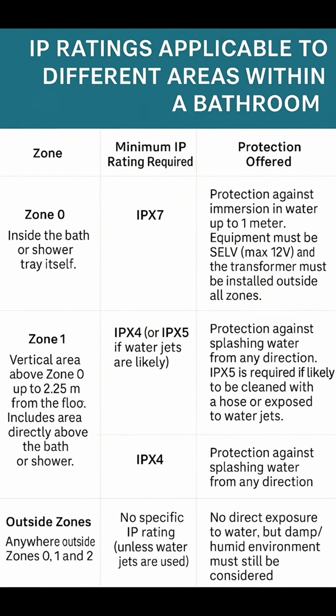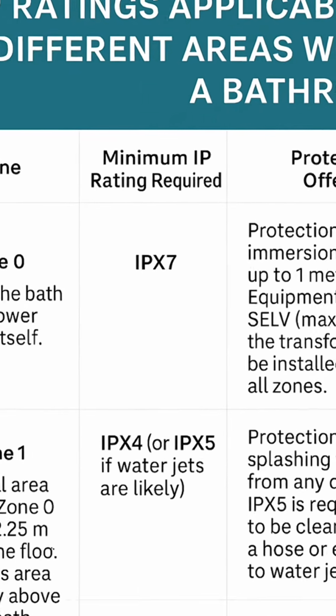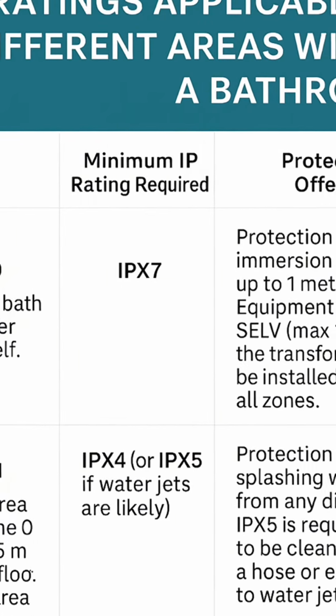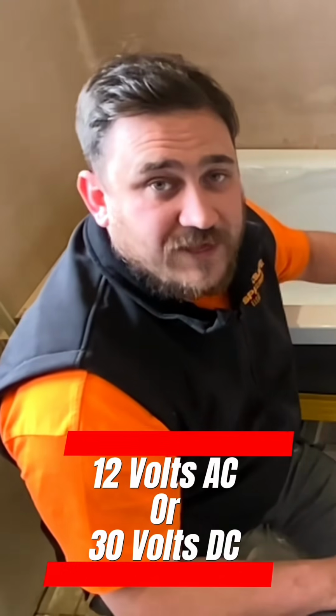the on-site guide, if we were to install in zone 0, it must be a minimum IP rating of IPX7, and it must either be 12 volts AC maximum or 30 volts DC.